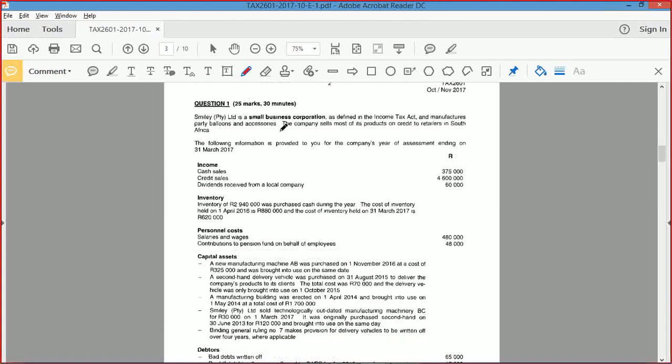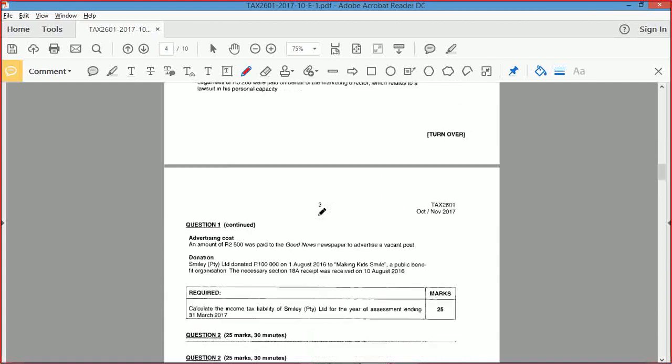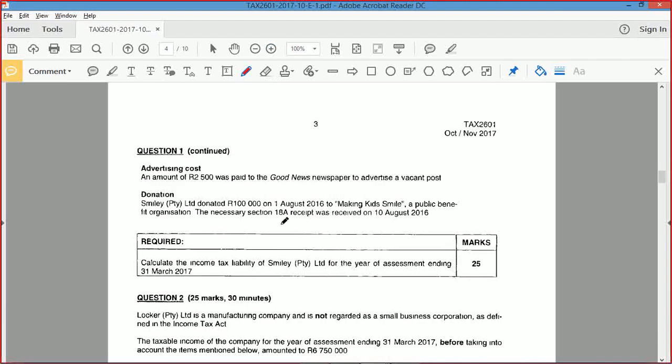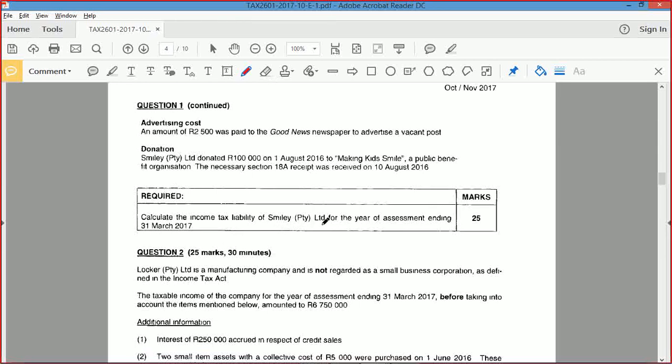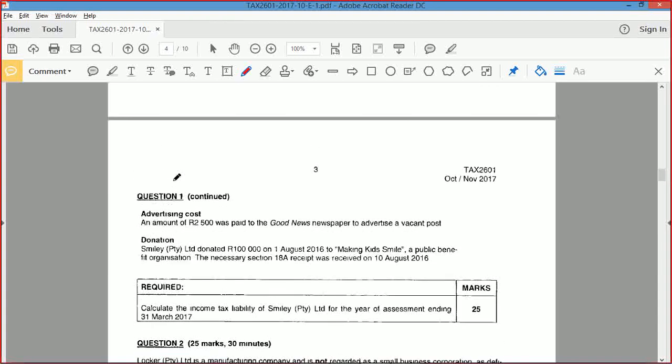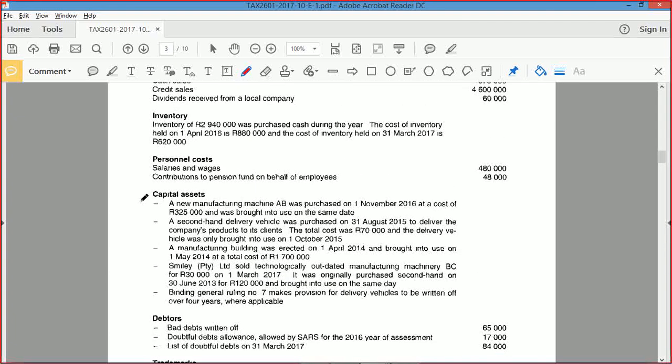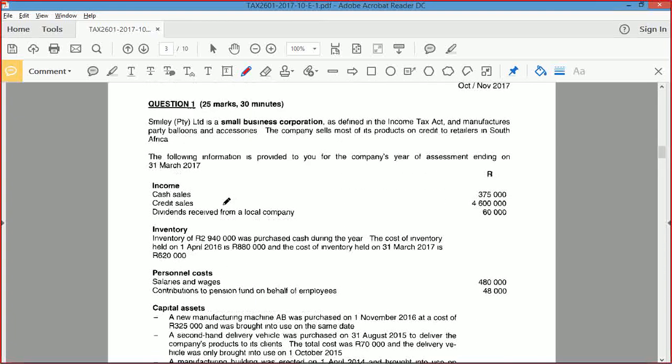When you get to a question like this, immediately you go look at the required, and you can see here that they want you to calculate the income tax liability of Smiley for the year of assessment ended 31st of March 2017. That's it. Then they talk about donations and advertising, and if you scroll up, you can see legal expenses, trademarks, debtors, capital assets, personal assets, inventory income. And then the question starts over there. They tell you that Smiley is an SBC.